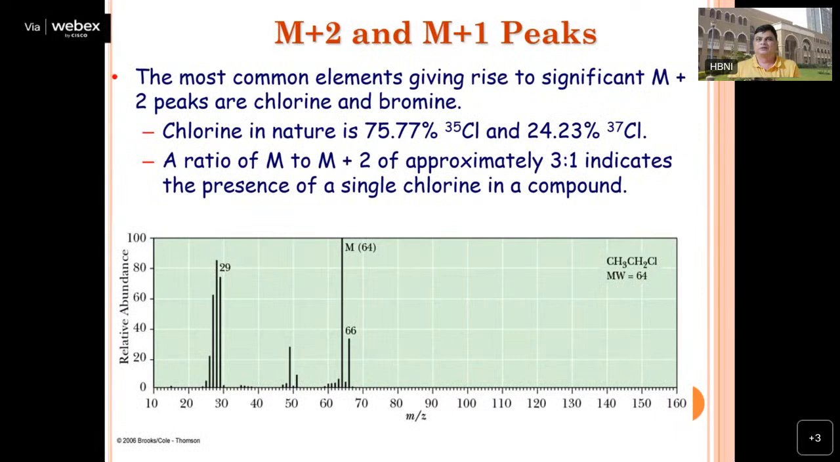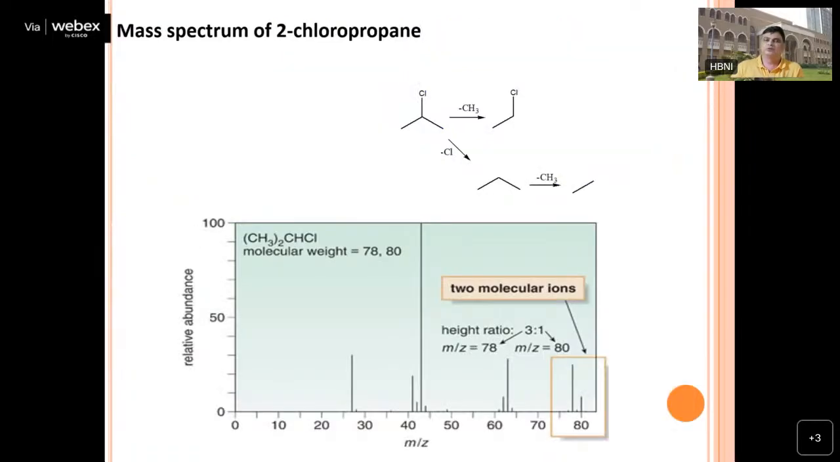Okay, and what information do we get from this? For example, chlorine has two isotopes, 35 and 37. So what is the ratio when we do this analysis? Take ethyl chloride. Once we do the analysis, we come to know that there is only a single chlorine atom, and the ratio of M to M plus 2 is approximately 3:1, indicating the presence of a single chlorine in the compound.